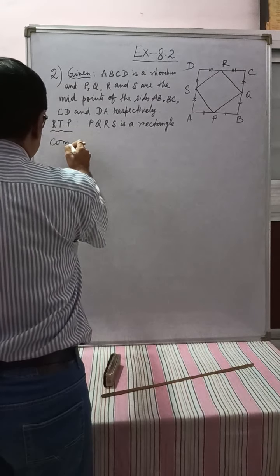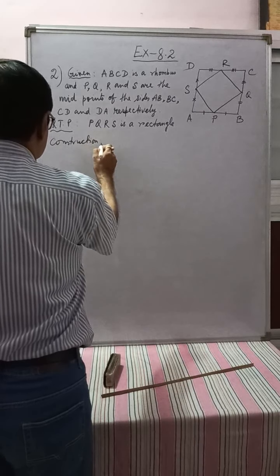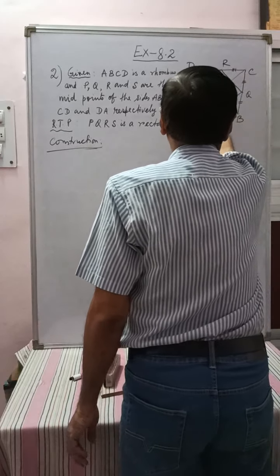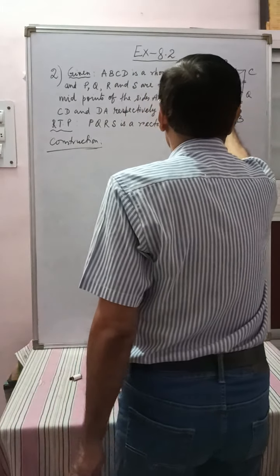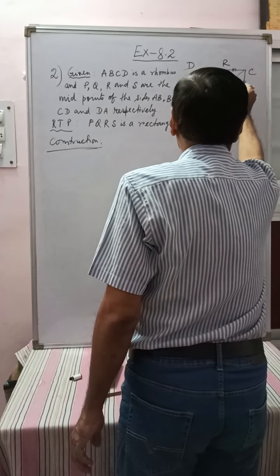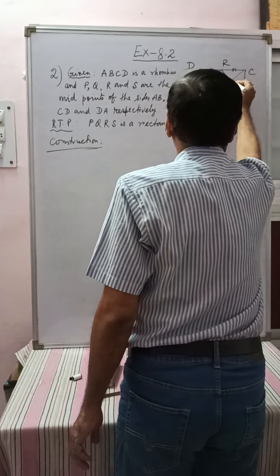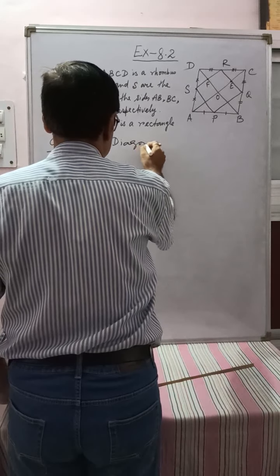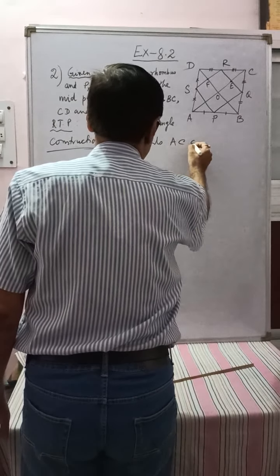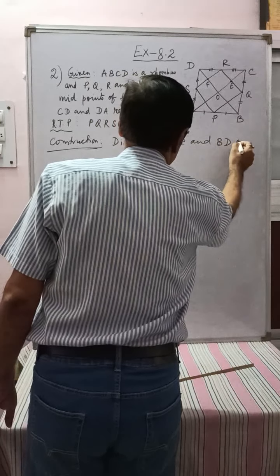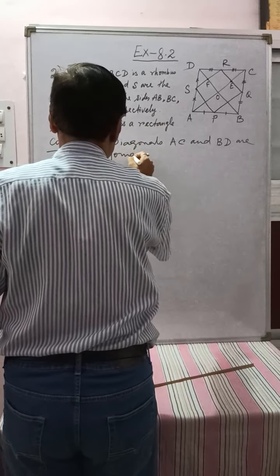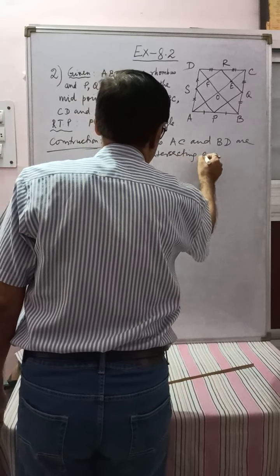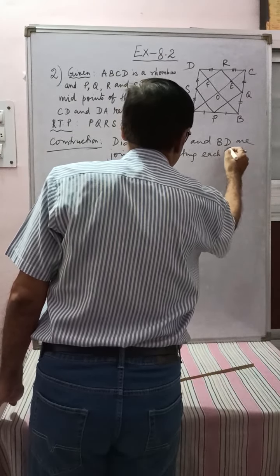So in construction, what we have to do is join the diagonals AC and BD. Suppose this point is O, this is E and this is F. So diagonals AC and BD are joined, intersecting each other at O.